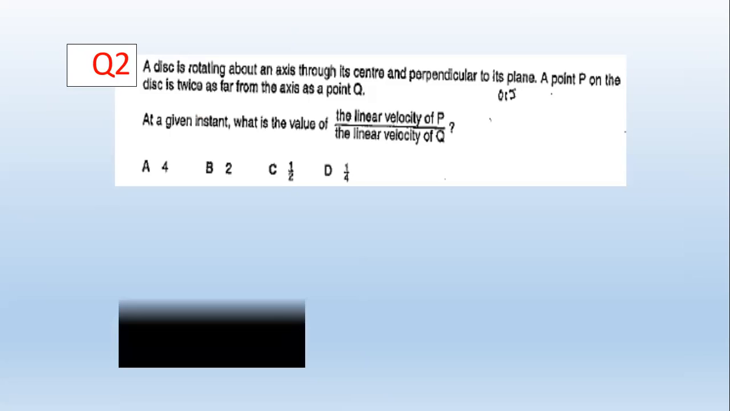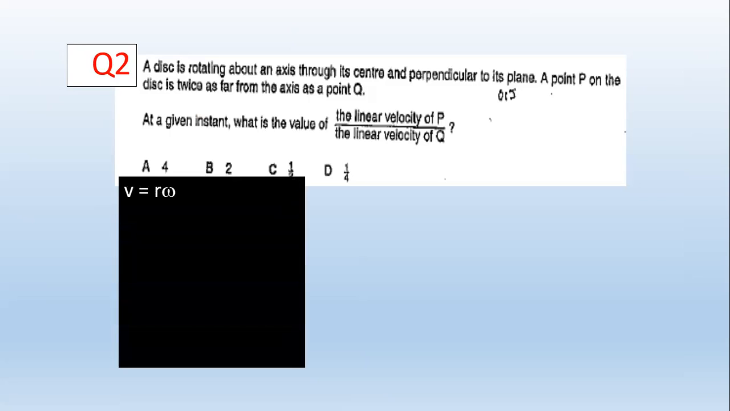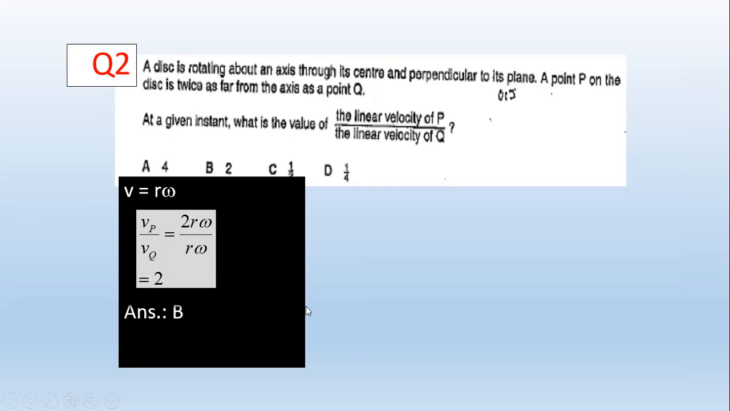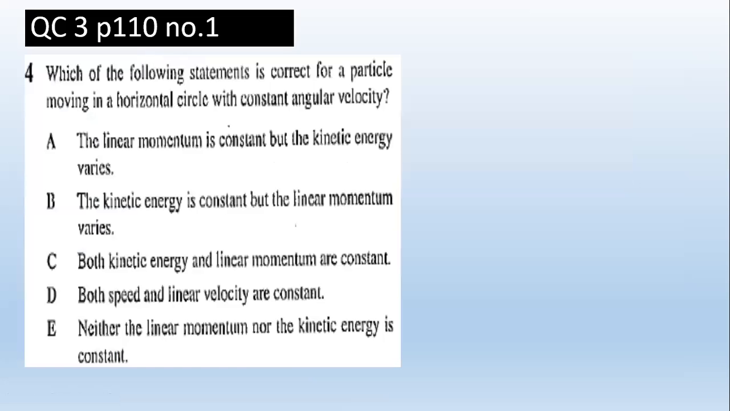A. Right? We are just using v equals r omega. Omega is constant. Then you just take the ratio. For the velocity of P, you are told that r is 2R, twice. Point P has twice the radius of Q. So the radius of Q will be R. Omega is the same, cancel. The answer is 2. Wrong. Good try.